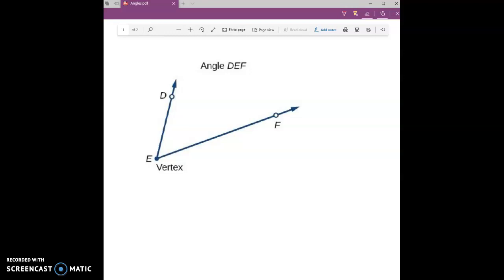And angle, now if we take two rays, the union of these two rays makes an angle. So the endpoint is called here a vertex. This endpoint is called the vertex of the angle. So the two rays are the sides of the angle, these two rays.